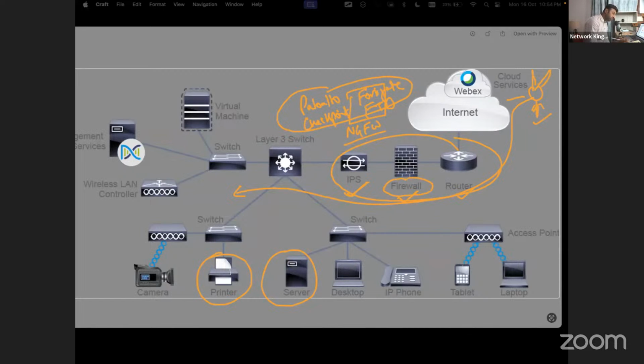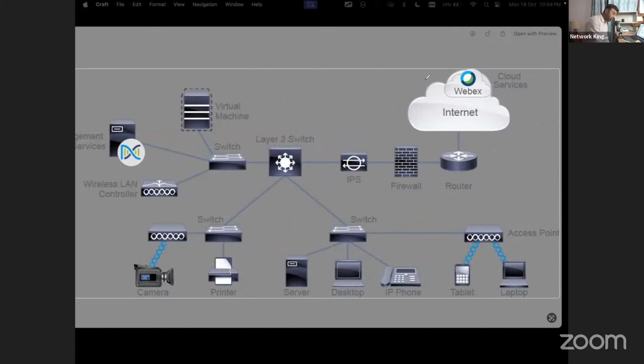So why do we use the firewall? So that nobody from outside can enter my network. Firewall will protect me from outside attacks. Clear, guys? So then why is this router added here?